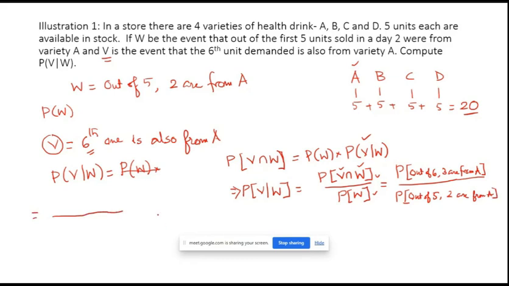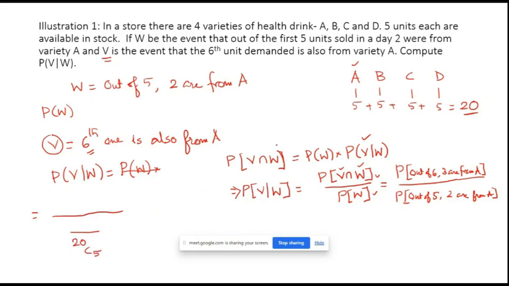Let us first compute the denominator one and then I will see. So what happens in the denominator? Let us assume the total number of cases. Here out of 5, 2 are from A. That means 5 of them are sold. Now from 20, 5 of them can be sold in how many ways? 5 of them can be sold in 20C5 ways.